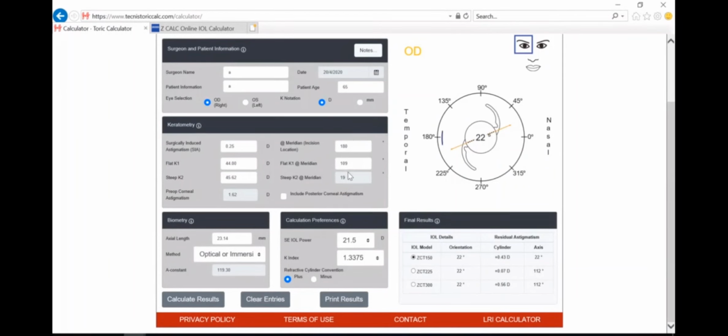So this result shows that the axis of the astigmatism remains unchanged, because the steep axis at 22 versus 19 means the axis of the astigmatism remains unchanged, but the magnitude of the astigmatism has gone down.